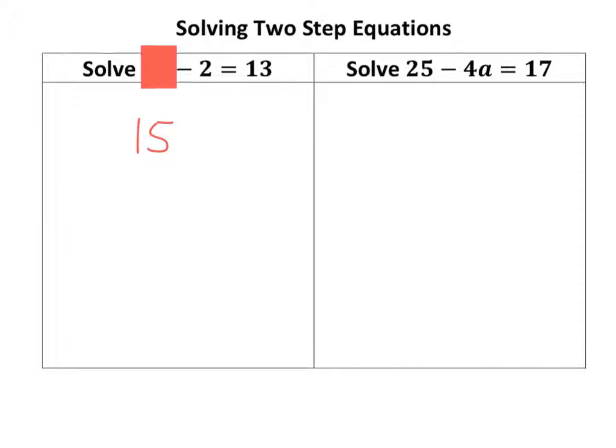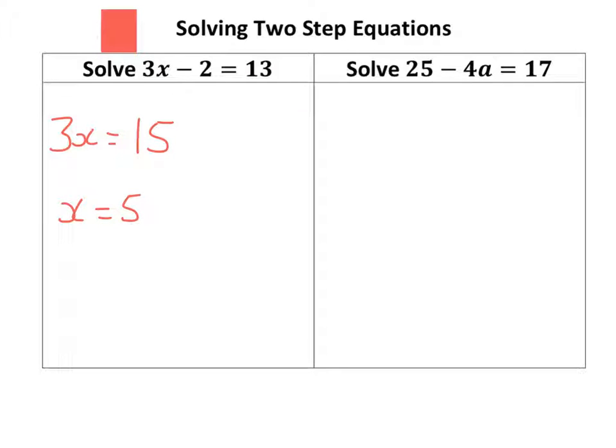Now whatever is under this box has got to equal 15. So if I now remove the box, I now know that 3x equals 15. So if 3x is 15, 3 times something makes 15, 3 times 5 makes 15. So that's one thing.